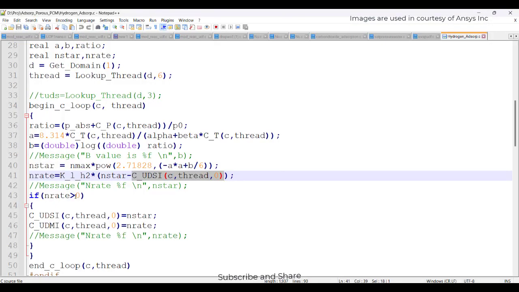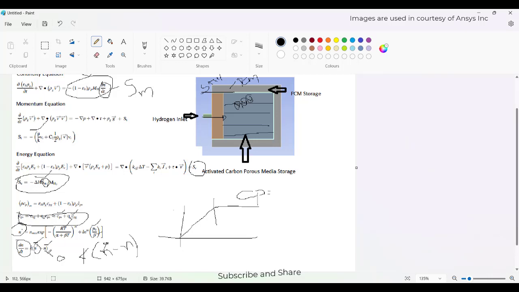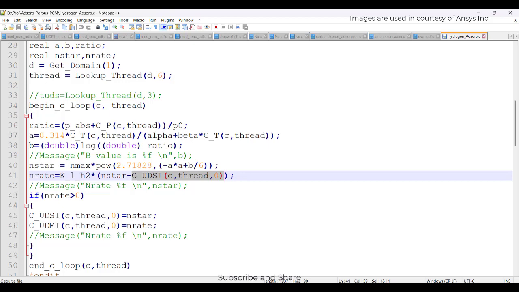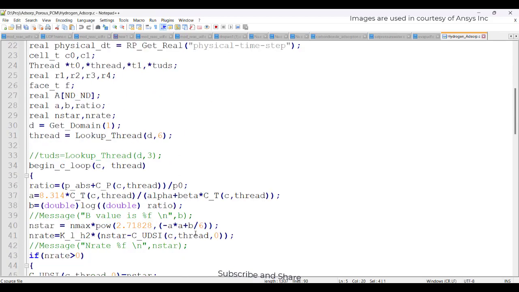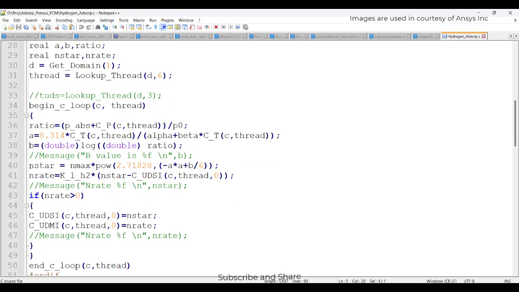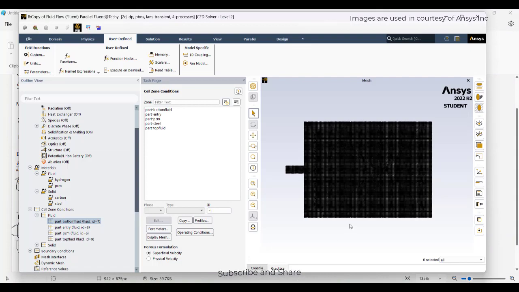You can see here, once we are calculating, the n rate is nothing but dn by dt, which I have already shown you, which is k into n star minus n. Here KLH2 is taken as 0.45 from the publication, and 0.45 into n star we are calculating using the formula I have already given. This is the formula for n star that you are seeing on the screen, and n is the initial patching, that is initially 0.